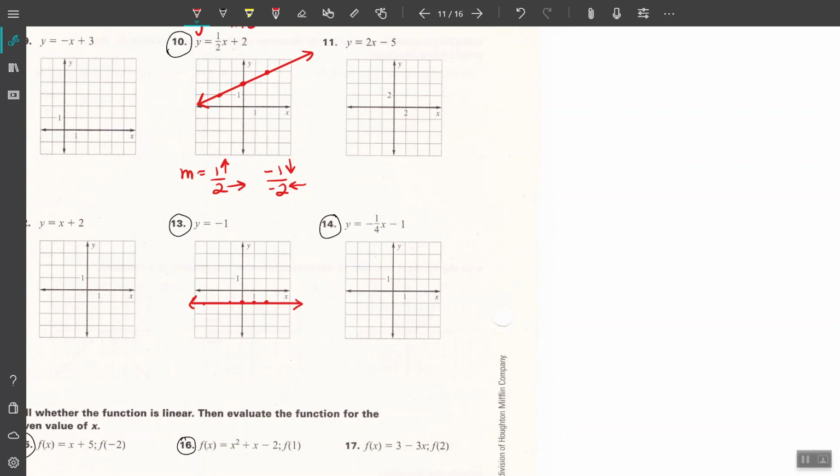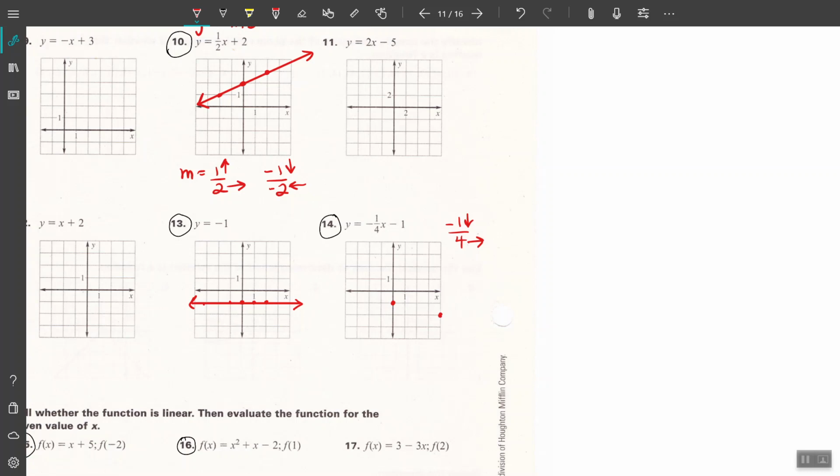All right, let's do one more. You have a y-intercept of -1. Your slope is -1/4. So we can assign the negative sign to the numerator or the denominator. I'm going to put it in the numerator first, and that means I'm going to go down 1 and to the right 4. So down 1 to the right 4 will put me right here.